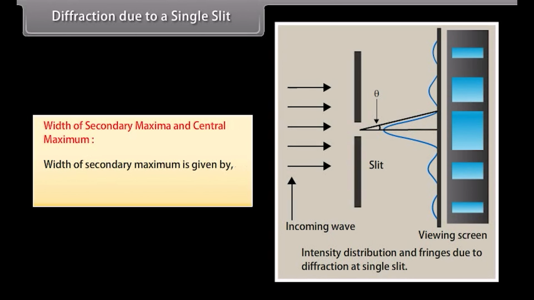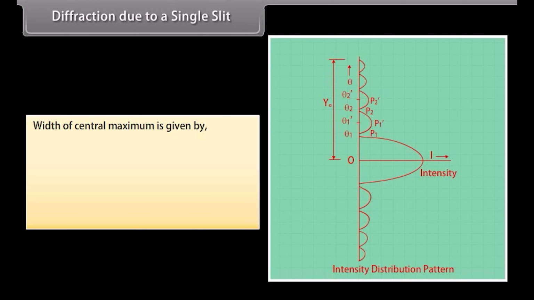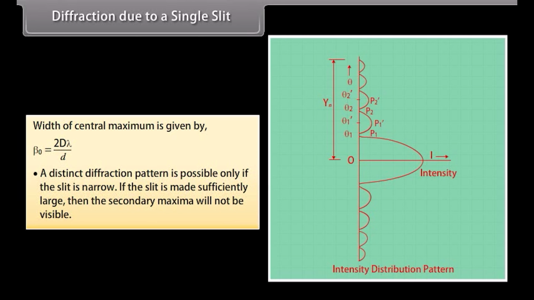Width of secondary maximum is given by beta = D lambda upon small d. Width of central maximum is given by beta naught = 2D lambda upon small d. A distinct diffraction pattern is possible only if the slit is narrow. If the slit is made sufficiently large, then the secondary maxima will not be visible.